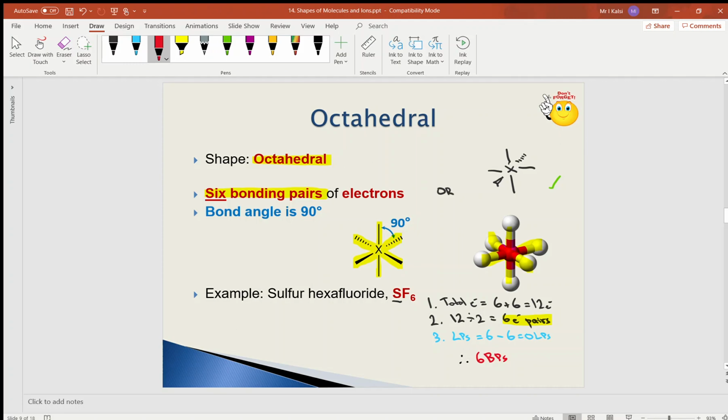I'm going to stick to the way that I prefer to draw it. So X is my sulfur. I'm going to draw my bond up, down, across, a wedge coming out like this, and a dotted line like that.